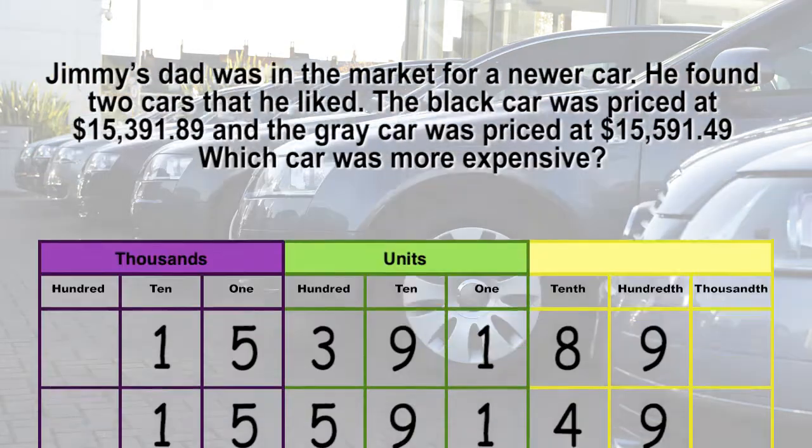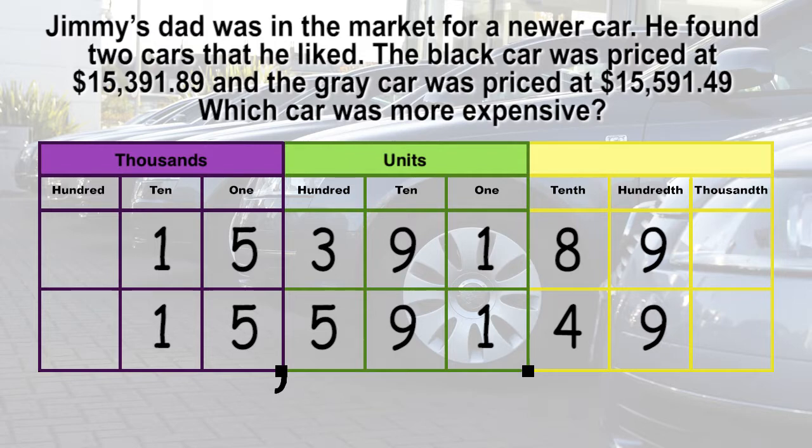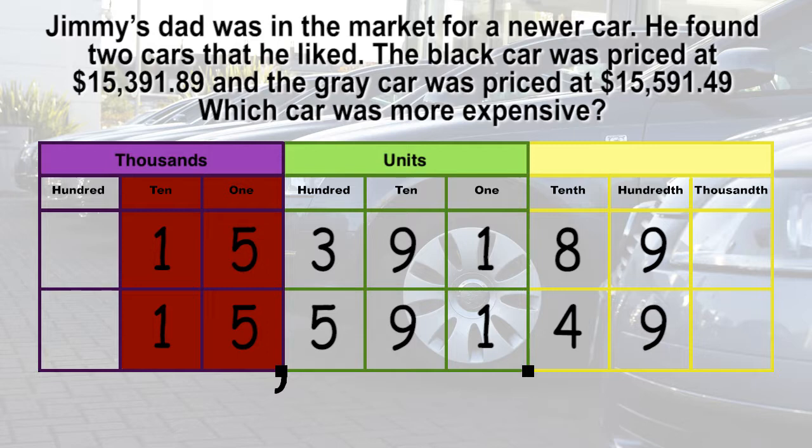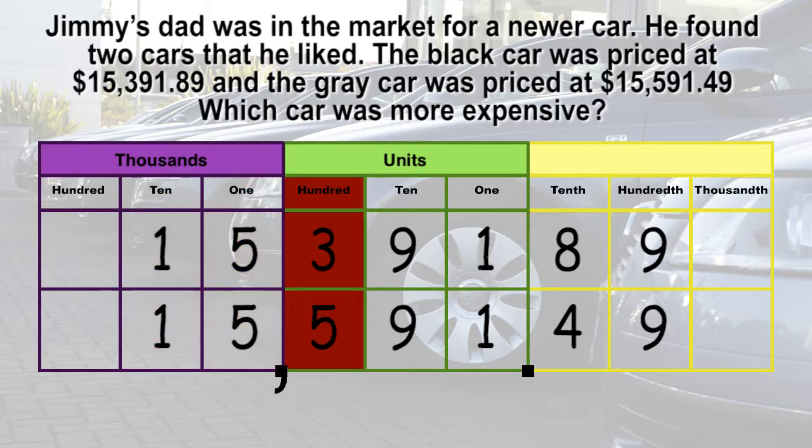First, you need to stack these two prices like this on our chart. When we look at the two numbers, the digits in the 10,000 and the 1,000 place are exactly the same. When we get to the hundreds place, we can see the differences. The 3 represents 300 and the 5 represents 500, so 300 is less than 500. The gray car is more expensive.